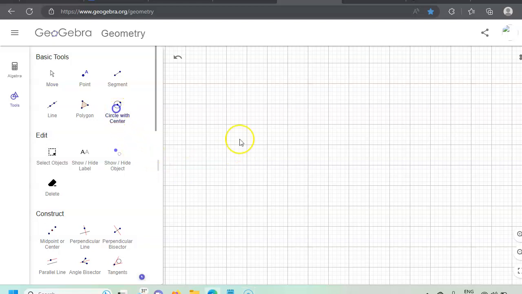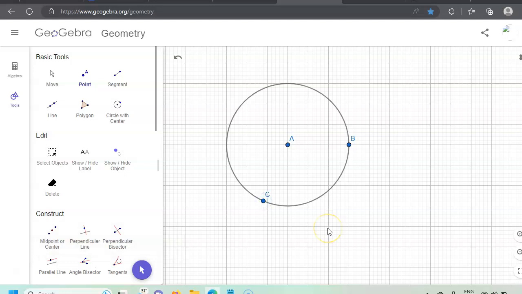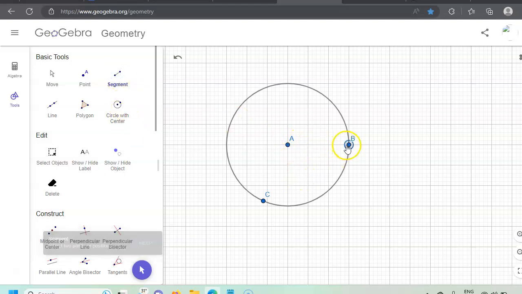Alright, so first we are going to create a circle. And then we all know that we can connect 2 points of that circle. So we have point B and point C. So we are going to connect that to a segment. And that would be a chord. And this chord happens to be a secant line as well, because it cuts through the circle and forms 2 points. So a secant line and a chord.